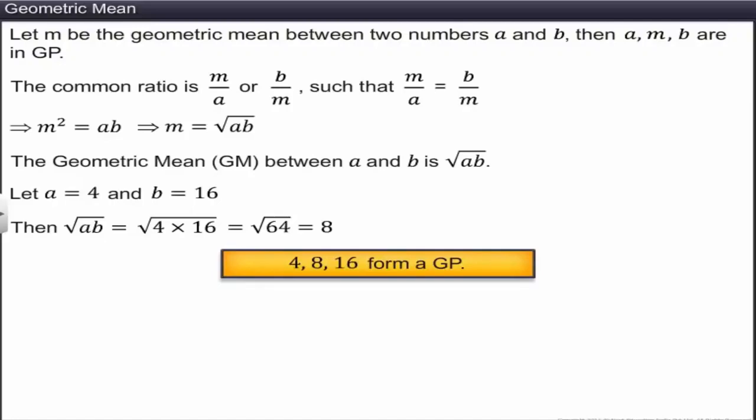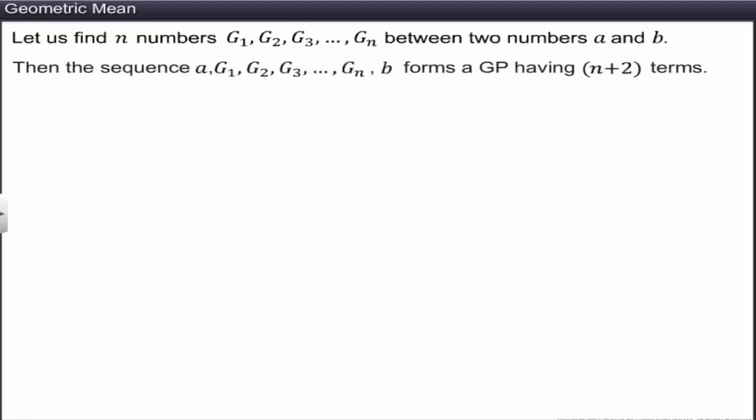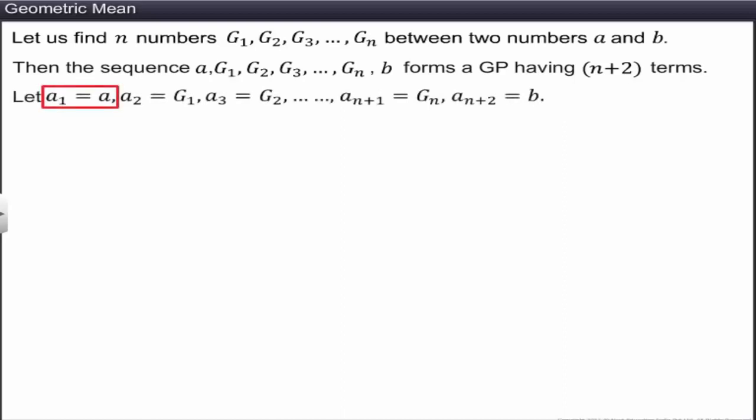In general, we can insert as many numbers as we like between any two given numbers. Let us find n numbers g1, g2, g3 and so on up to gn between any two given numbers a and b. On inserting these numbers, the resulting sequence a, g1, g2, g3, so on up to gn and b forms a GP having n plus 2 terms. Let a1, a2, a3 and so on up to a n plus 2 represent the first, second, third, and n plus 2th terms of this GP, respectively.